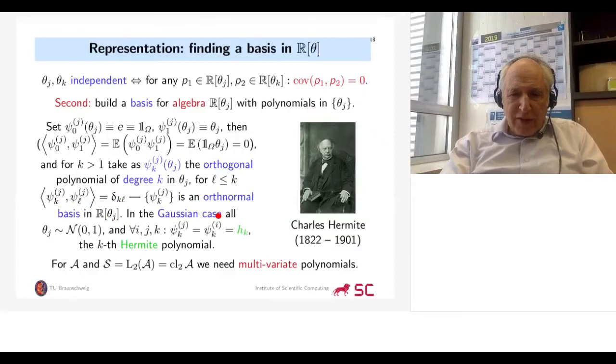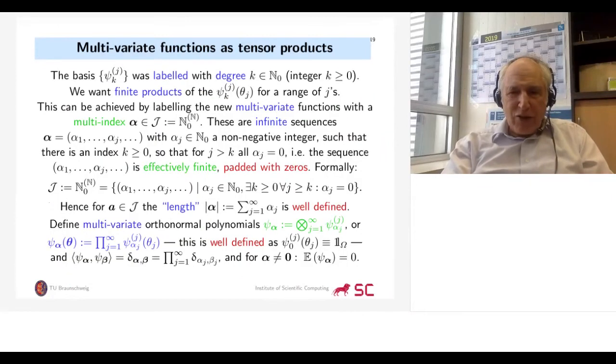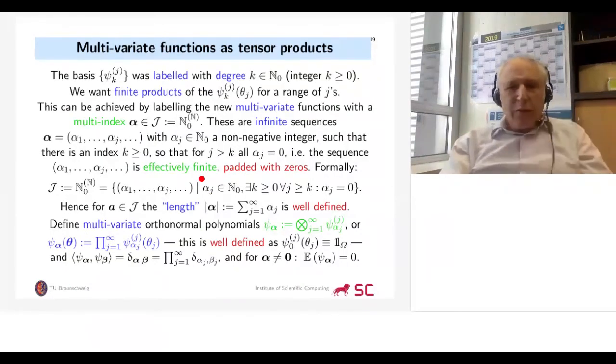So if it's Gaussian, well, these polynomials are very well known. These are the Hermite polynomials. Here you have a picture of Charles Hermite. So these Hermite polynomials are the orthogonal polynomials in Gaussian random variables. But to have the whole algebra, of course, we can't just look at one coordinate. We have to look at all of them. So we need multivariate polynomials. That's the next step now, the third step. We build these multivariate polynomials.